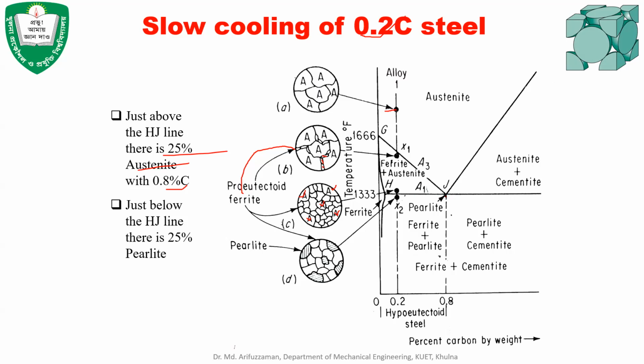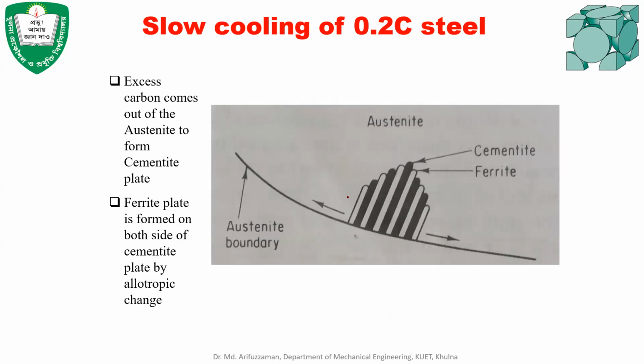Since 0.8% carbon is the eutectoid composition, the eutectoid reaction will take place. And just below the line, there is 25% pearlite. That means the 25% austenite has been converted into pearlite. Pearlite is a mixture of ferrite and iron carbide. And how does this pearlite form? Pearlite forms in a similar way to the eutectic mixture. The way a eutectic mixture is formed, pearlite is also formed like this.